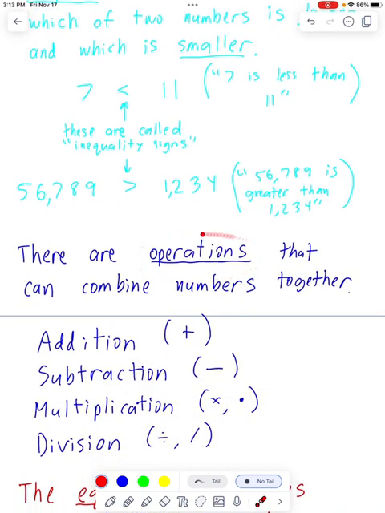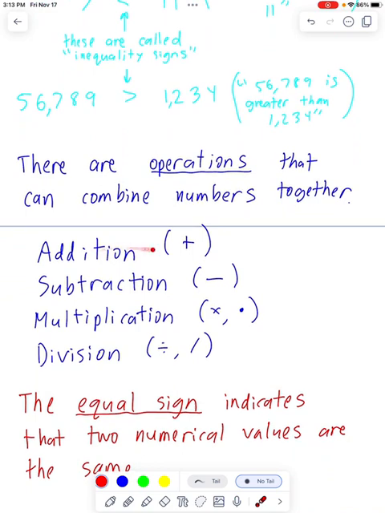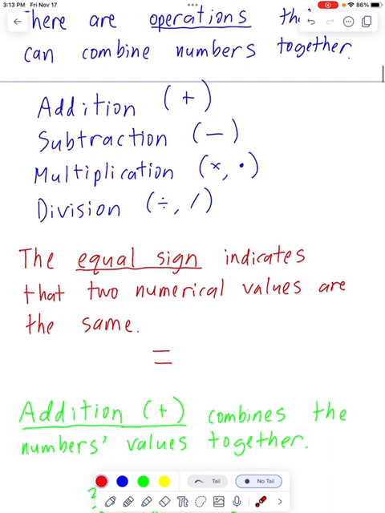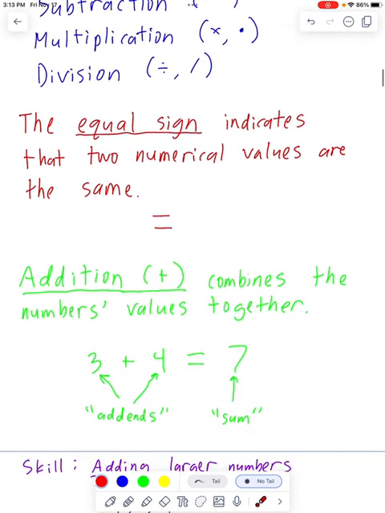There are operations that can combine numbers together. There are 4 elementary operations. There's addition, subtraction, multiplication, and division. There are also equal signs, which is a symbol that we use to indicate if 2 numerical values are the same. It looks like this.